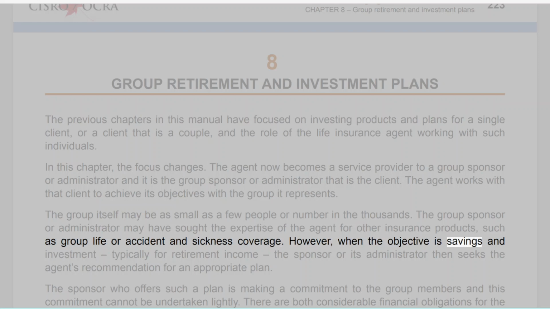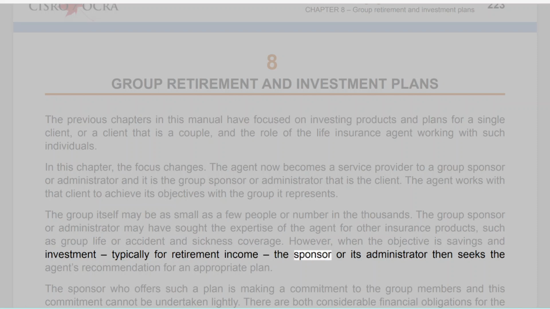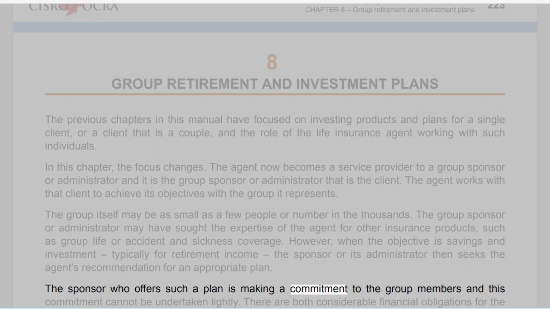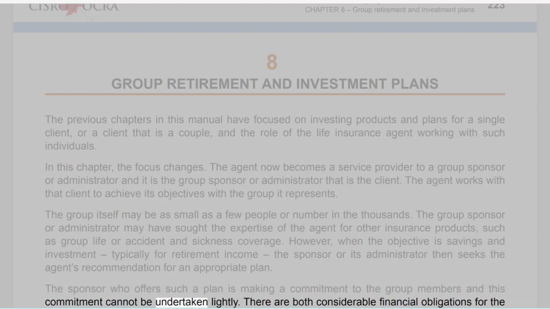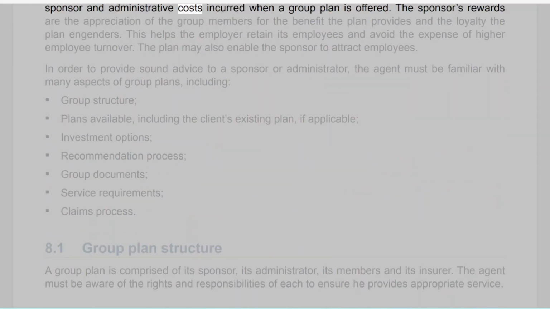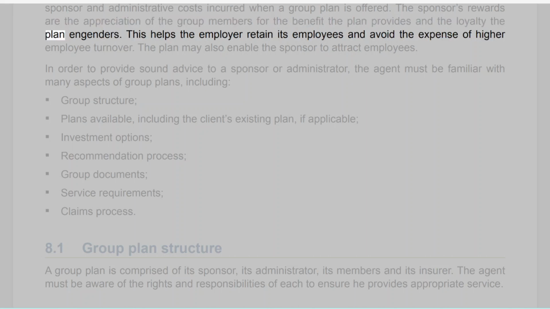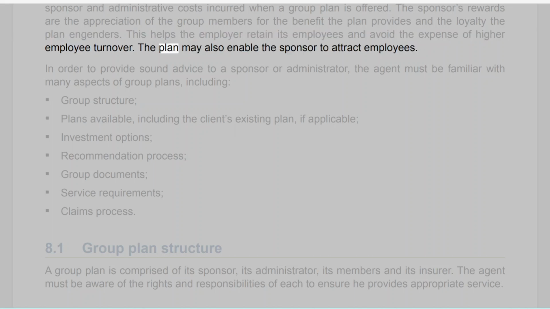However, when the objective is savings and investment, typically for retirement income, the sponsor or its administrator then seeks the agent's recommendation for an appropriate plan. The sponsor who offers such a plan is making a commitment to the group members, and this commitment cannot be undertaken lightly. There are both considerable financial obligations for the sponsor and administrative costs incurred when a group plan is offered. The sponsor's rewards are the appreciation of the group members for the benefit the plan provides and the loyalty the plan engenders. This helps the employer retain its employees and avoid the expense of higher employee turnover. The plan may also enable the sponsor to attract employees.